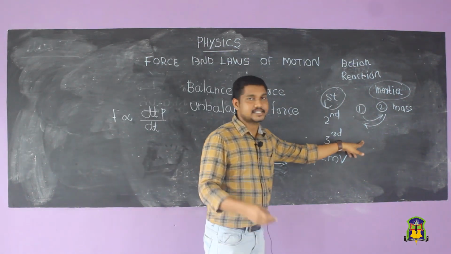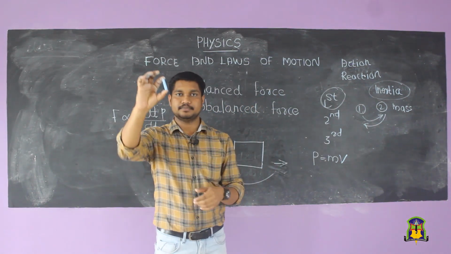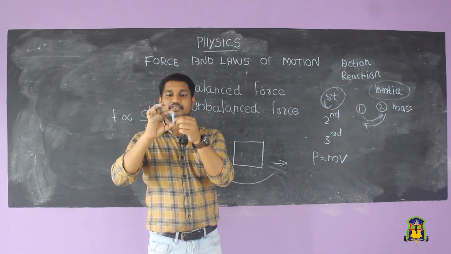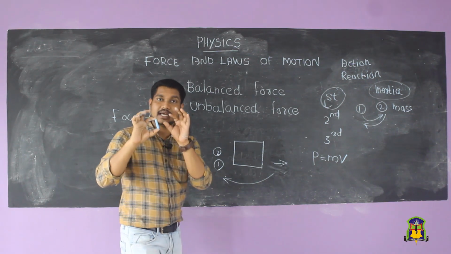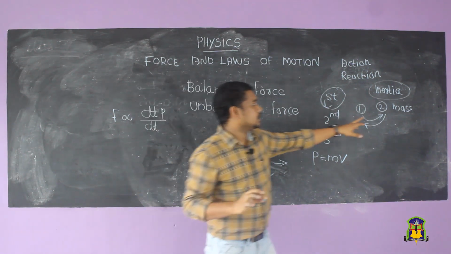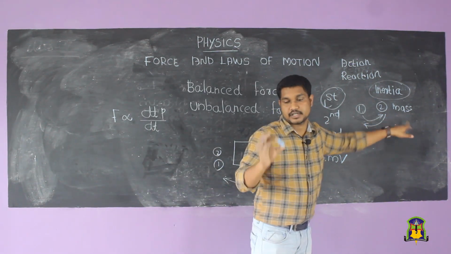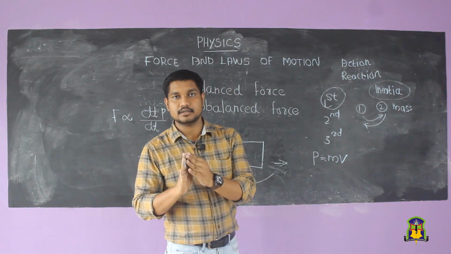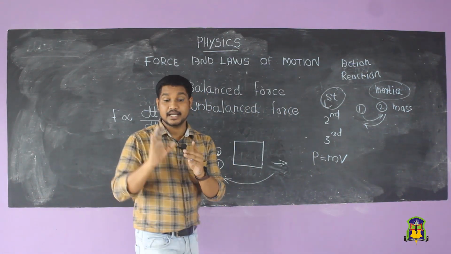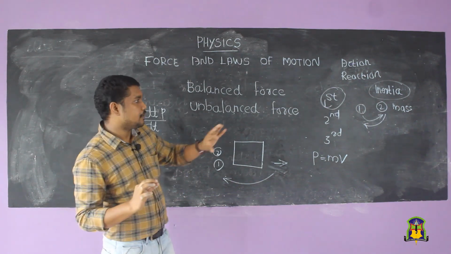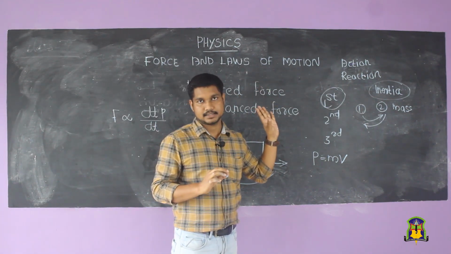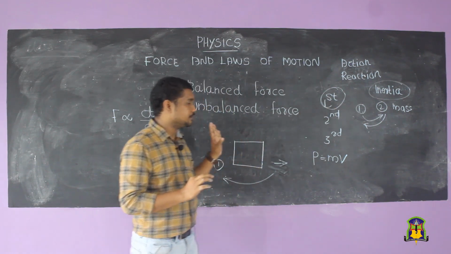Then what is mass? For example, this is a piece of chalk. For making this piece of chalk, how much chalk powder is needed? That amount is the mass of the object. Another example is our textbook: how much paper is needed? That amount is the mass. Clear? These are the two terms.